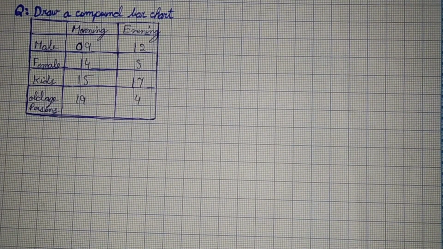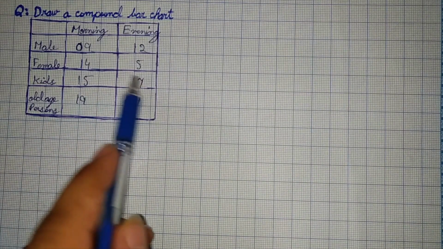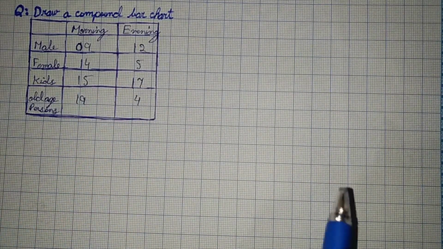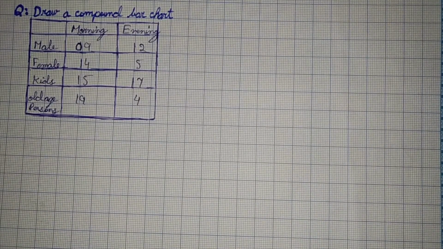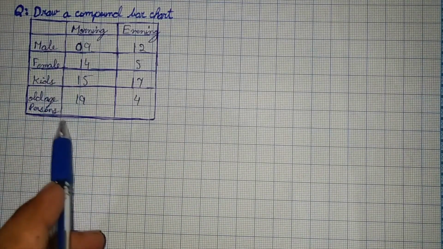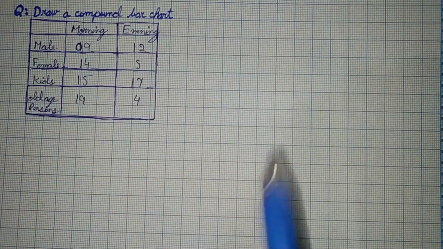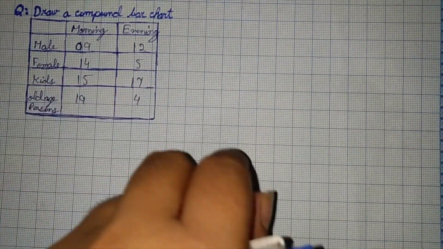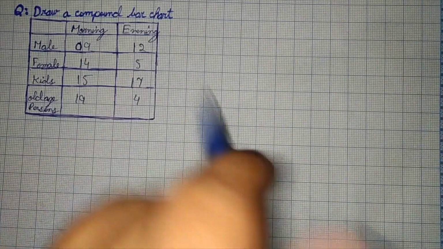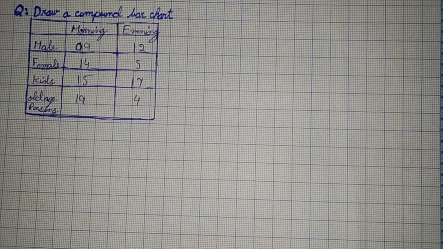To draw a compound bar chart, first of all we need frequency, and on the other side we need the data. These are the frequencies given to us, and we are comparing in a bar chart. We will compare all 4 types of persons, male, female, kids and old age persons, in the morning and the evening. So let's start drawing.